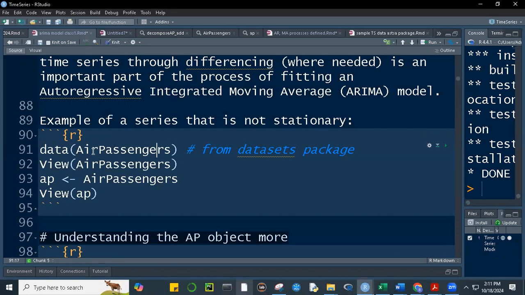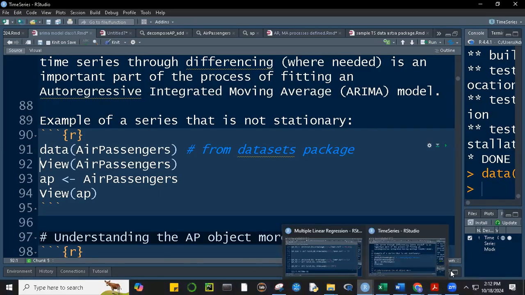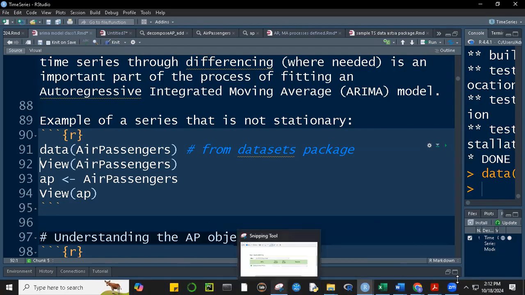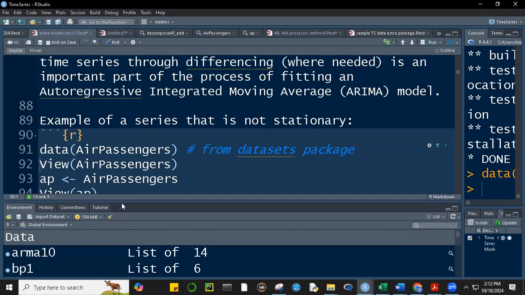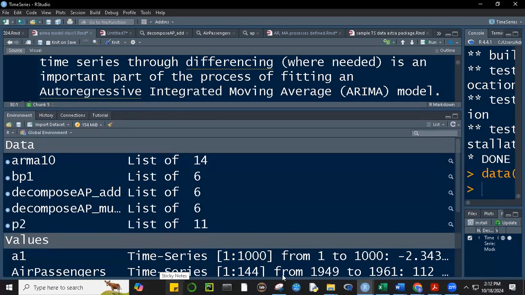Anyway, class, so this data, the air passengers, comes preloaded with R. It comes with the datasets package, so that it can be easily obtained. So let's get the air passengers data, run this, and then you can see under the environment, class, that it is a value, AirPassengers. It's a time series vector, 144 observations.